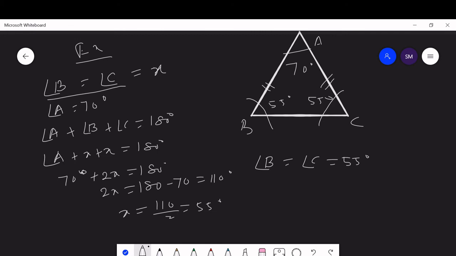Okay. Then let us do some more examples based on the properties. Here, find the measure of all three angles of an equilateral triangle. As per the equilateral triangle property, you know that the three angles are of equal measure. As ABC is an equilateral triangle, it means its three sides are of equal measure.